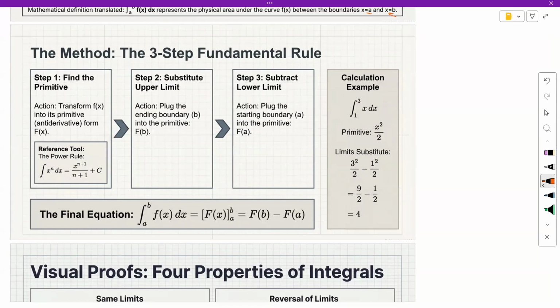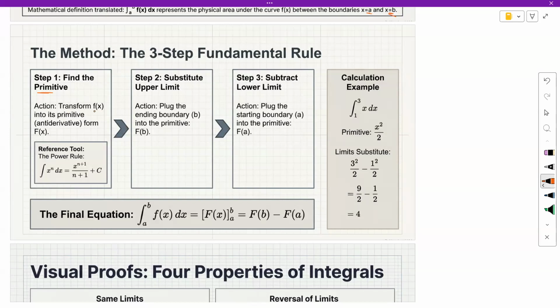First, find the primitive. So we are dealing with integration, and the primitive is sometimes called the anti-derivative form. Anti-derivative. You might have studied differentiation. So you need to find the primitive. Step number 1: find the primitive.